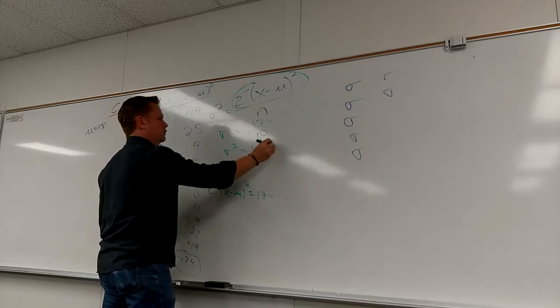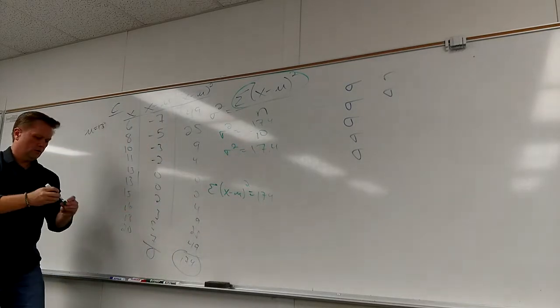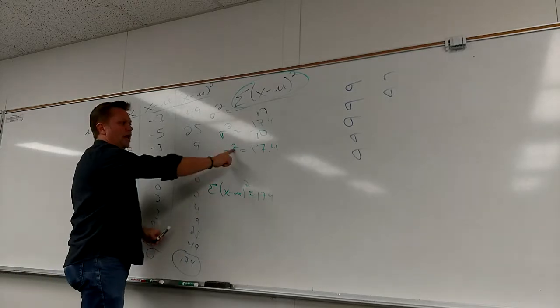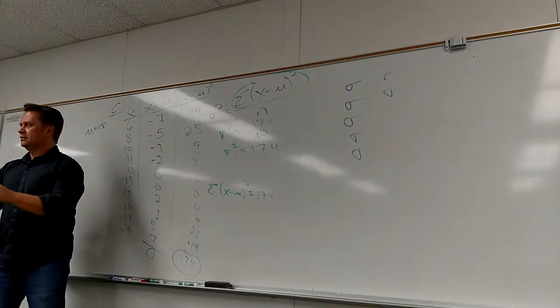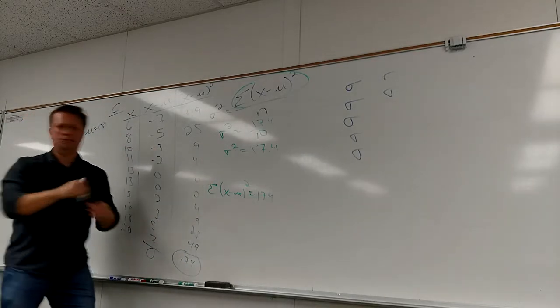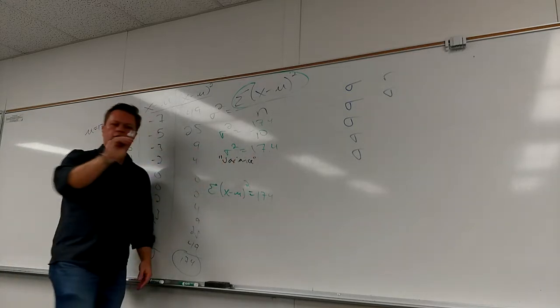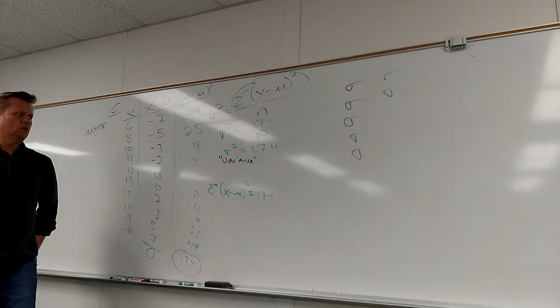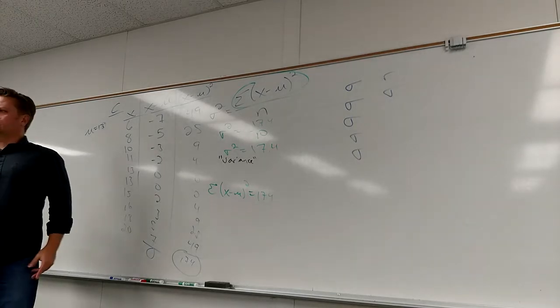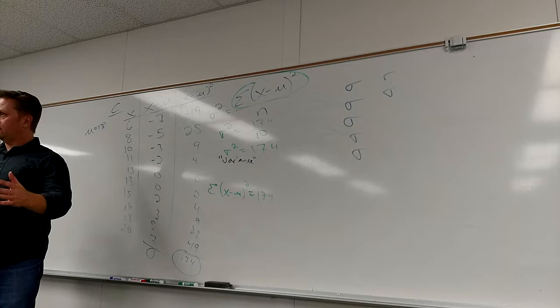So sigma squared, by itself, means we haven't taken a square root yet, but this actually has its own name. This is called the variance. Ooh, you are good, I like you. Okay. So when I see sigma squared, that's the variance.